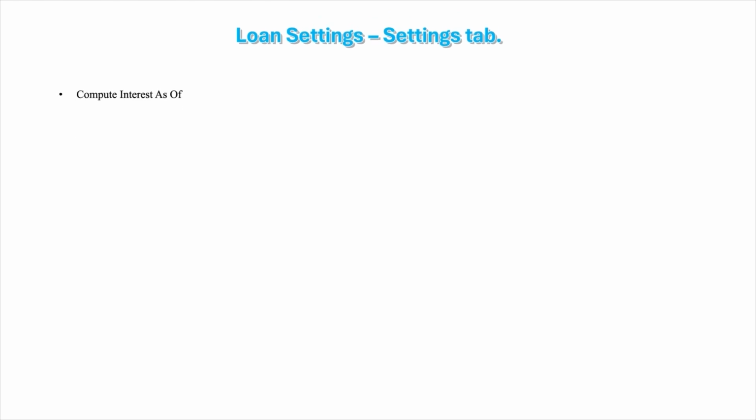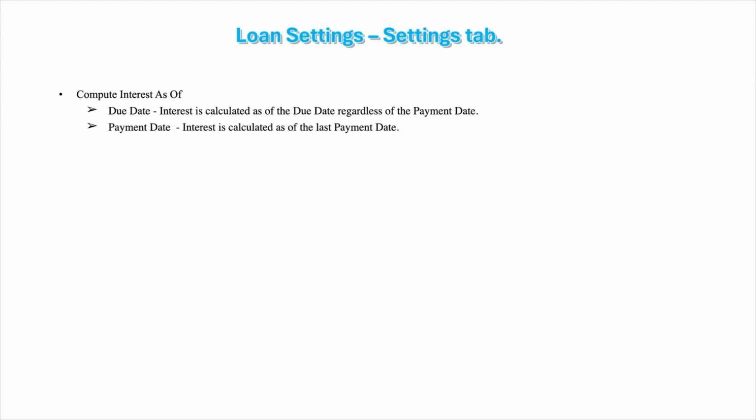Compute interest as of: due date. Interest is calculated as of the due date, regardless of the payment date. Payment date: interest is calculated as of the last payment date.